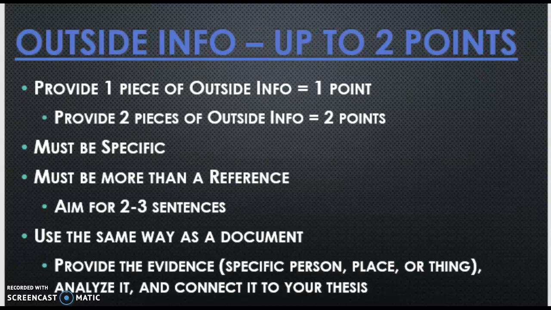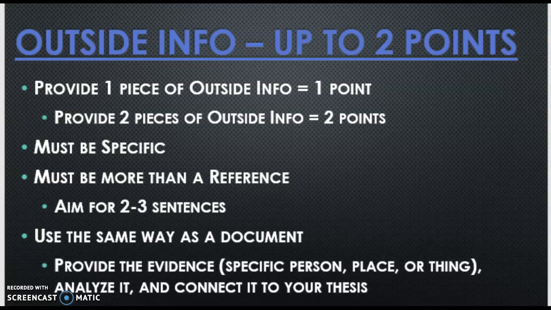Next up is outside info. And you can get up to 2 points on this. So if you provide 1 piece of outside information, that's 1 point. So that's the same as always on our DBQs. But they're adding in this additional opportunity to add in more pieces of outside information and get more points. So if you can provide a second piece of outside information, you can get another point. All right, so you can get up to 2 points on that part.